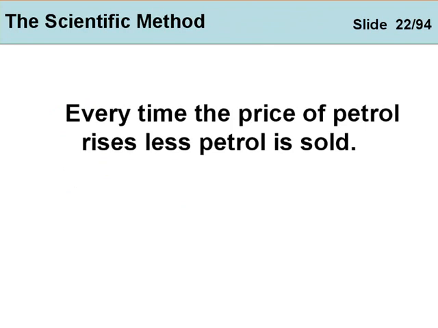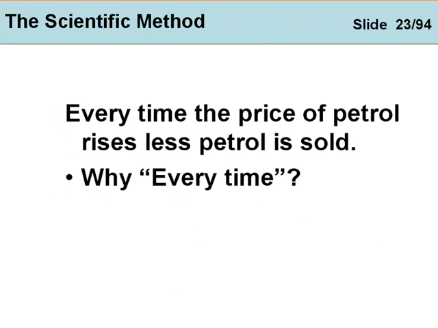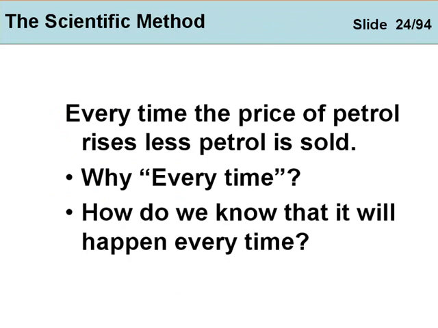Let's go back to the first part of that statement. The first part of the statement is, every time the price of petrol rises, less petrol is sold. Why every time? Where did every time come from? How do we know it'll apply in 100 years' time? How do we know it will happen every time? That's the problem. Can we see the future? Can we look into the future? Can we make predictions that are absolutely robust and will hold in all time and space? That's a big statement.